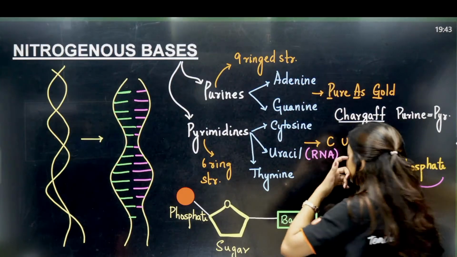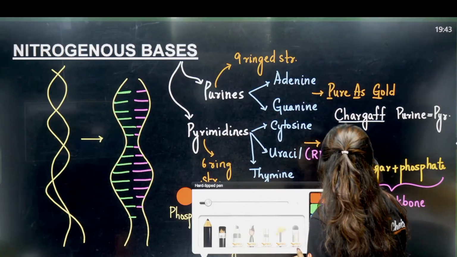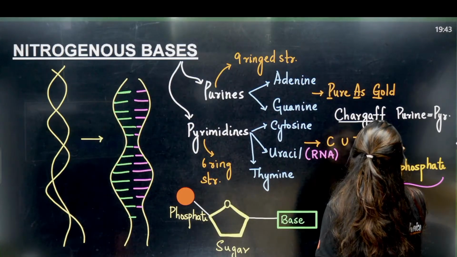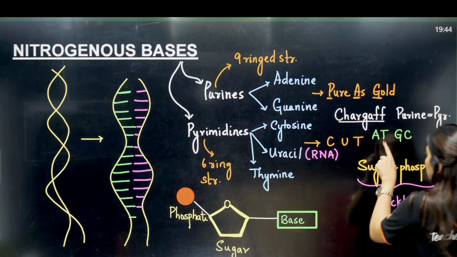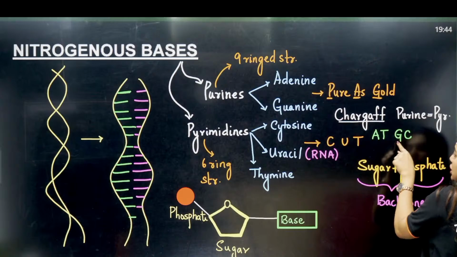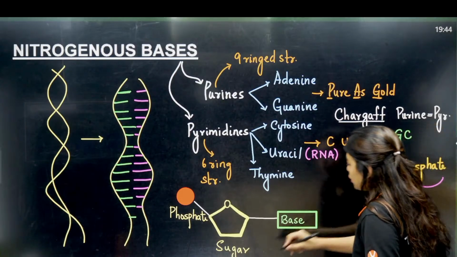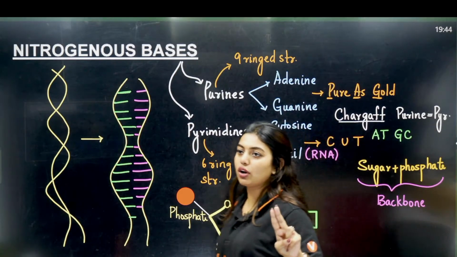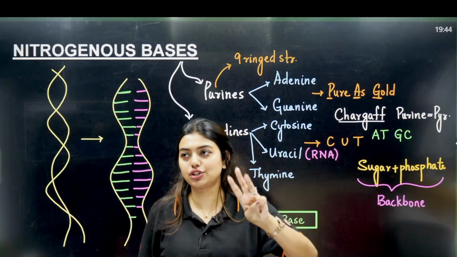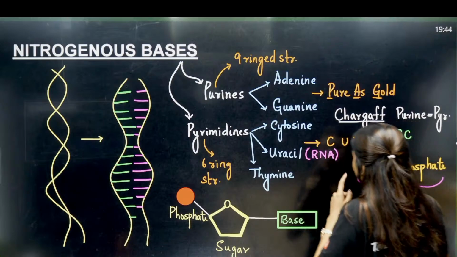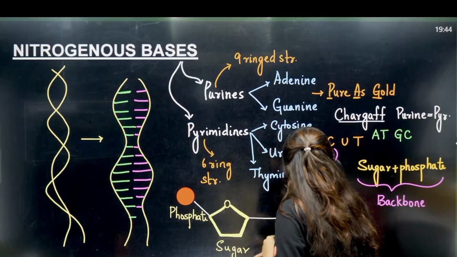Now, how do you remember that? You are going to use this trick, students. The trick is: At Gopika ma'am's class. So A is going to bind with T, G is going to bind with C. A binds with T with 2 hydrogen bonds, and G binds with C with 3 hydrogen bonds. Can you remember this? Chargaff's rule, can you remember?